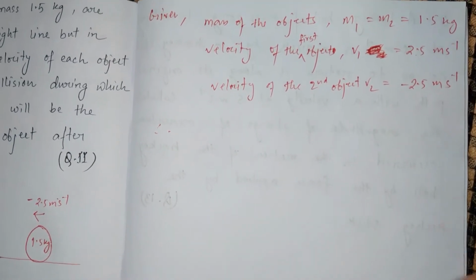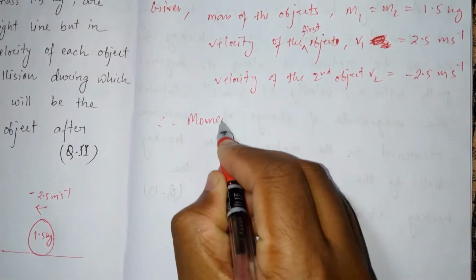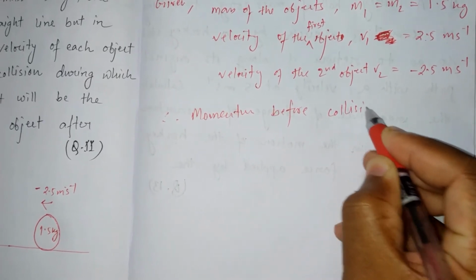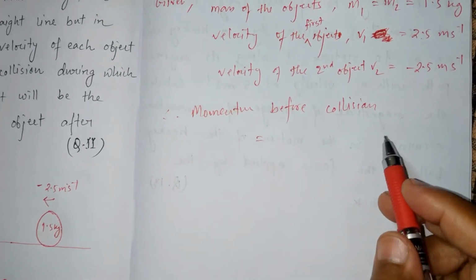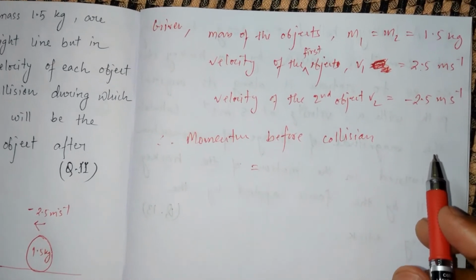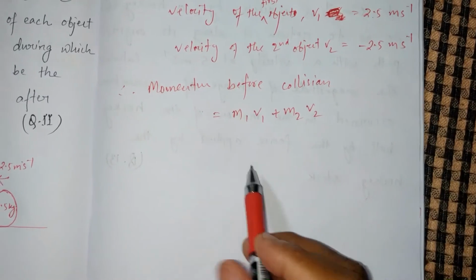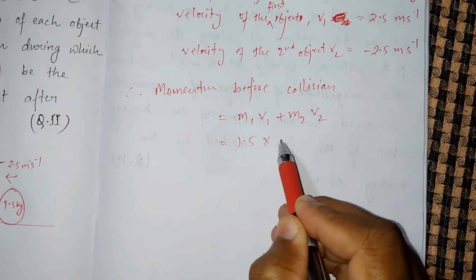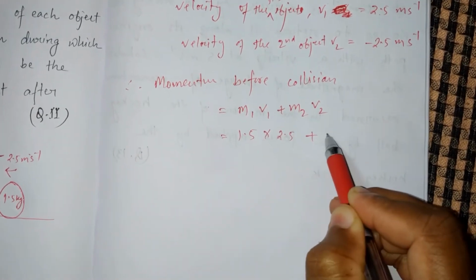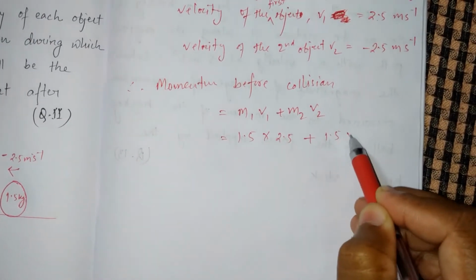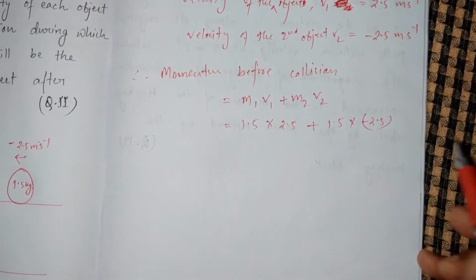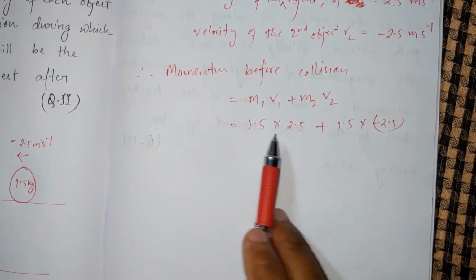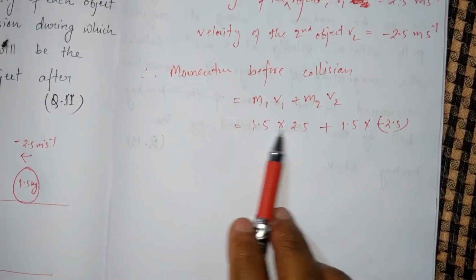Okay, so we'll write momentum before collision equal to, so the formula is m1 v1 plus m2 v2. So now I'll put the values. So m1 is 1.5 into 2.5 plus m2 is 1.5 into minus 2.5. So from this you can see this one is plus, this one is also plus. So if you multiply this, some value we will find. Okay, and after multiplying this one also the same value, because we are multiplying the same numbers.